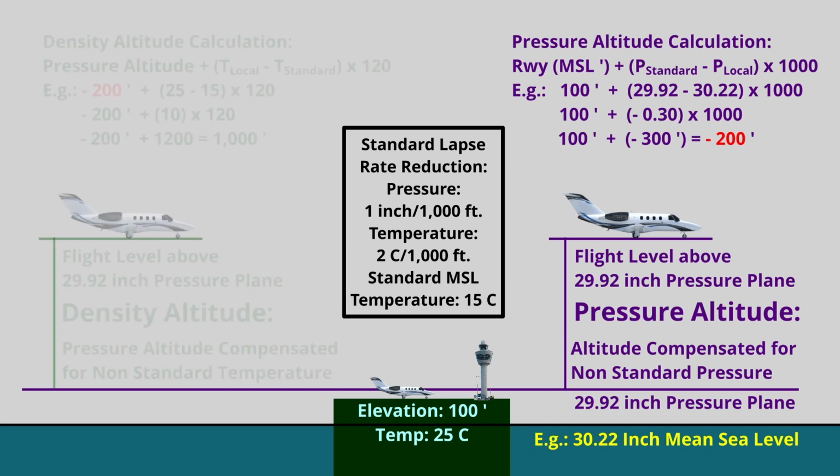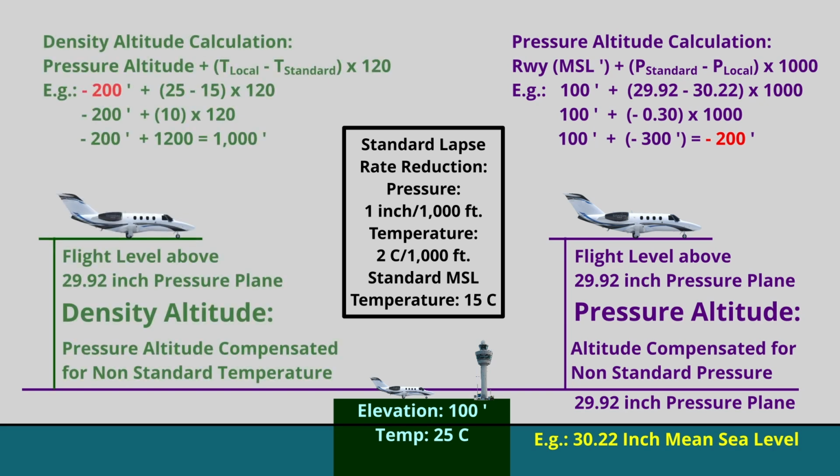Density altitude is pressure altitude compensated for non-standard temperature. The higher the density altitude, the lower your aircraft performs, since higher temperatures make the air less dense, so less air is available for engine performance, less propeller bite, and less lift produced by the wings. The calculation for density altitude is to take the pressure altitude and add the difference between the local temperature and the standard temperature, and then multiply this by 120.